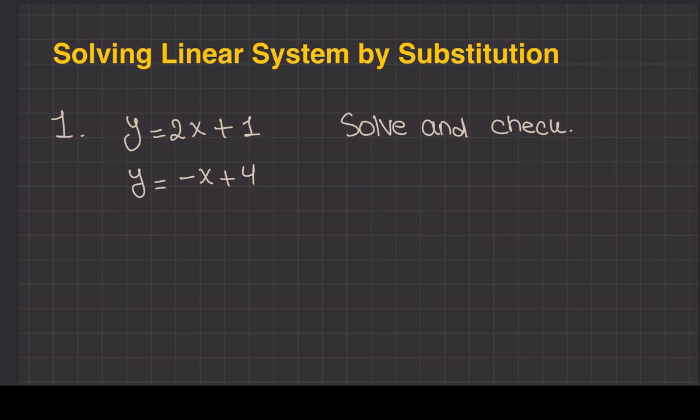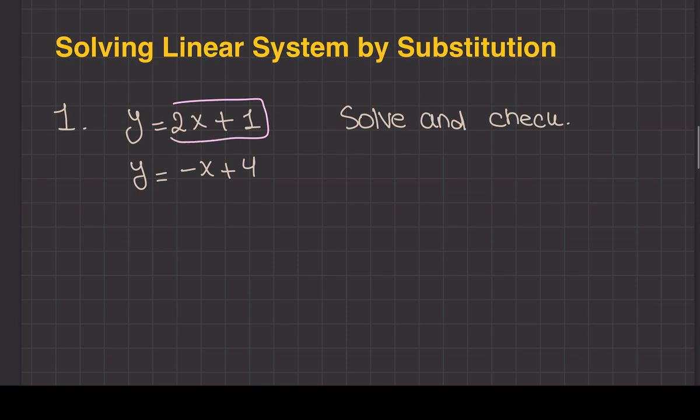So the first one is solve and check, and I have y equals 2x plus 1 and y equals minus x plus 4. We have to solve it using the linear system. As you can see, both equations are already solved for y, so we are good to go. Because both equations are solved for y, we're going to set these two parts equal to each other to find x.